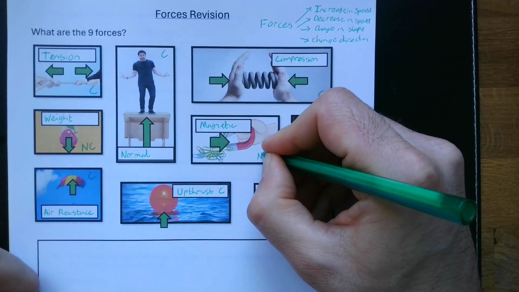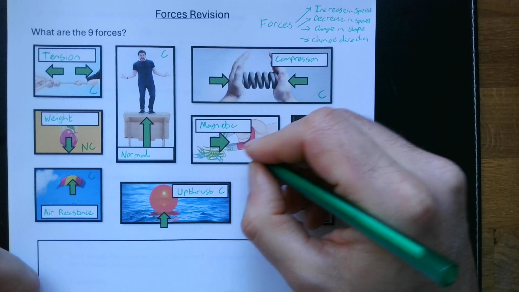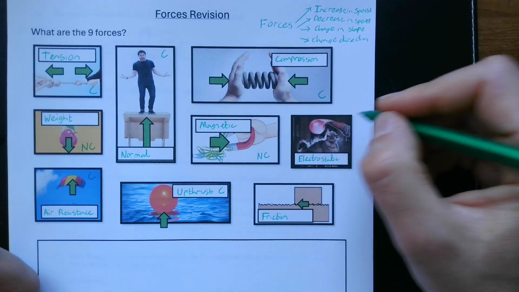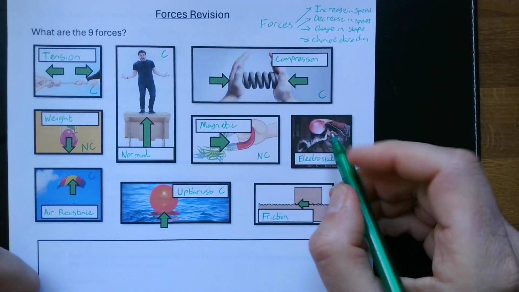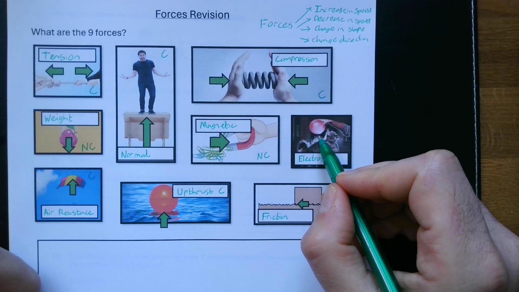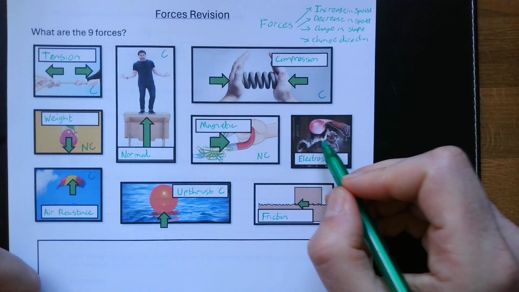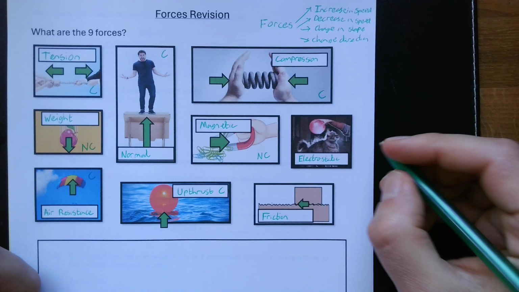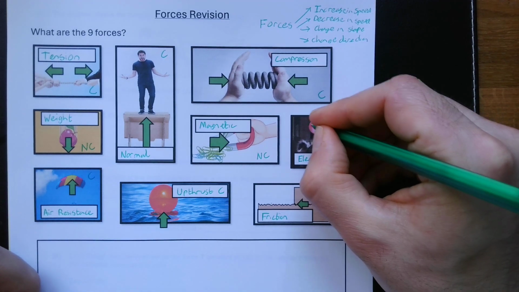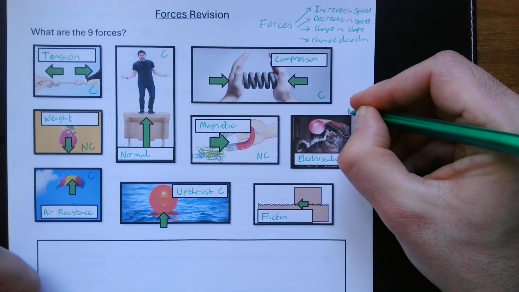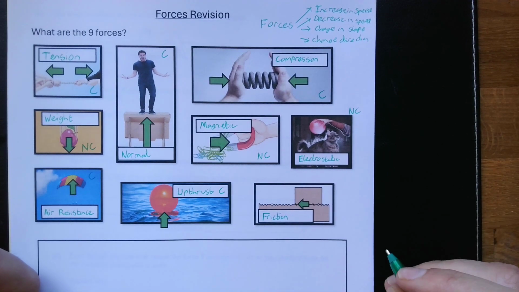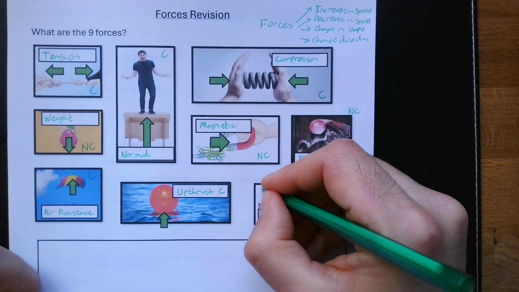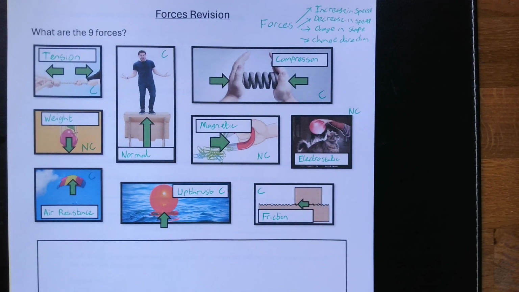Magnetic is non-contact because you don't have to touch the paper clips. You can move the paper clips with a magnet without touching them. Same idea with a balloon. You can see that hair is standing up on end without the balloon actually touching the fur. Okay, so again, that's non-contact. I'll put that on the outside, otherwise you won't see it. And then friction, the two surfaces have to touch, so that's contact.